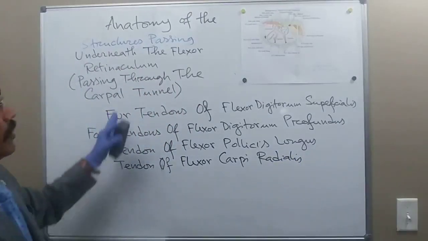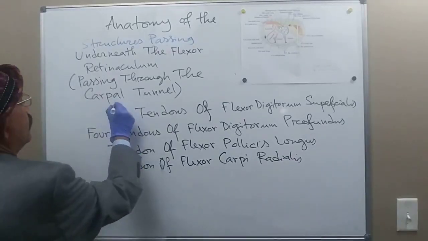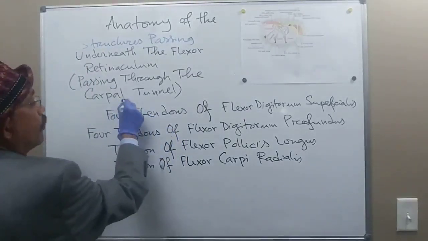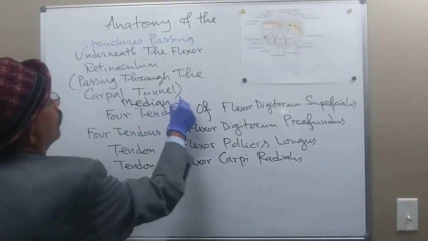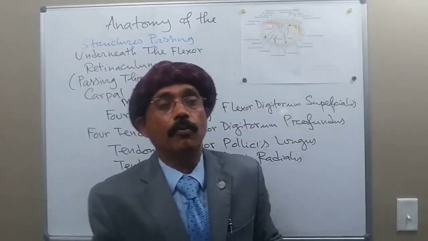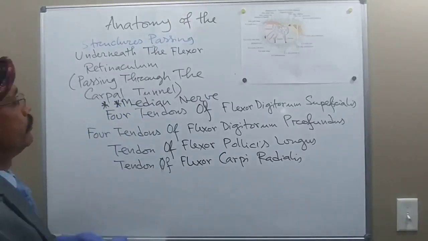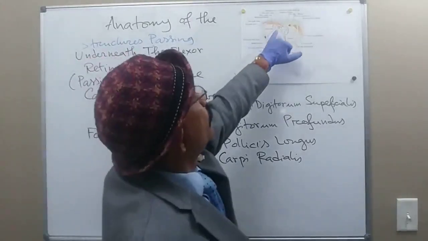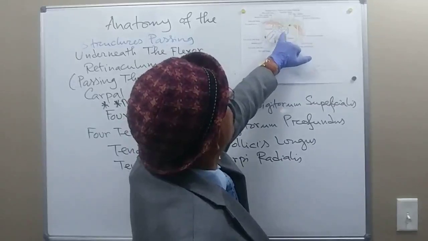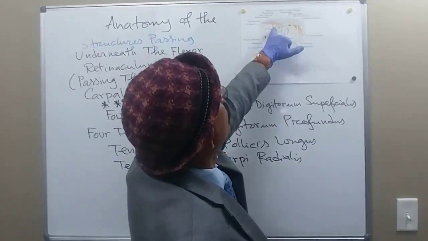Okay, so these are the contents, but the most important content is the median nerve, not the ulnar nerve. The ulnar nerve is not a content of the carpal tunnel. The ulnar nerve passes over the flexor retinaculum. So the most important content is the median nerve. Then 4 tendons of the flexor digitorum superficialis, tendon of the flexor digitorum profundus, tendon of the flexor pollicis longus. Then we also include the tendon of the flexor carpi radialis.